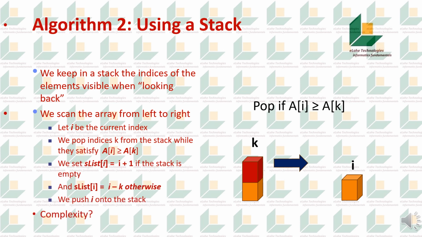Here is an improved algorithm using a stack. Iterate through each index in the input list. While the stack is not empty and the current element is greater than or equal to the element given by the index at the top of the stack, pop elements from the stack. If the stack becomes empty during this process, set the span for the current element to the current index plus 1. If the stack is not empty, set the span for the current element to the difference between the current index and the index at the top of the stack. We then push the current index onto the stack.